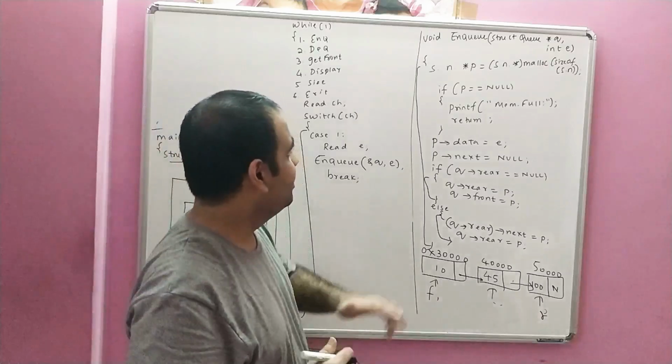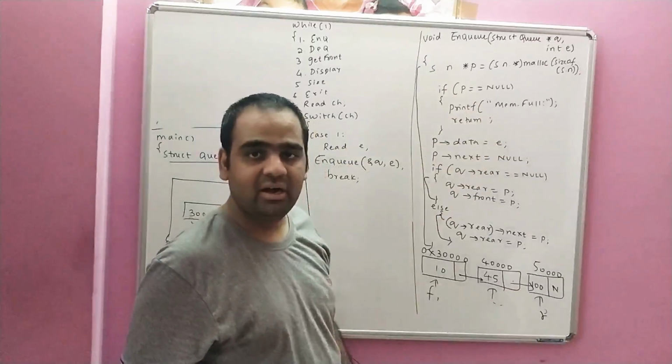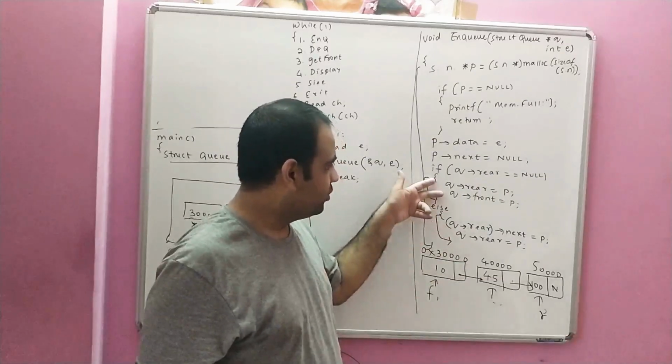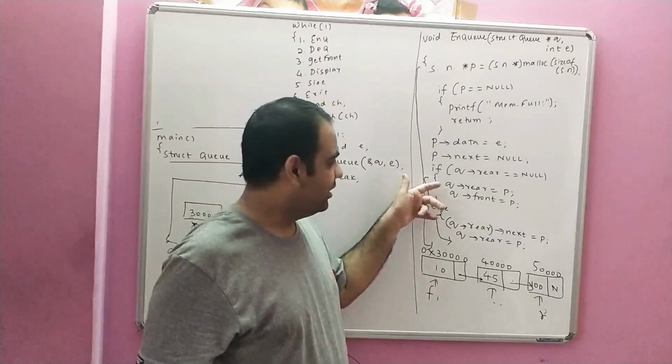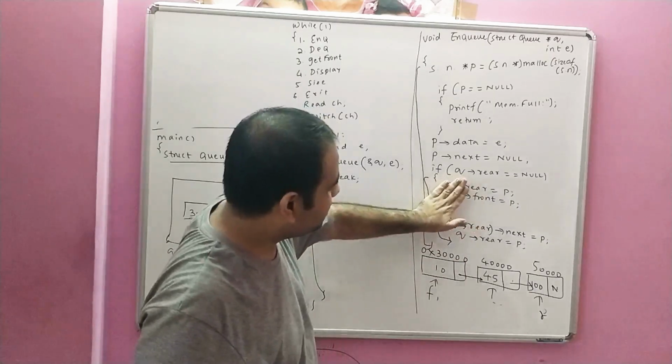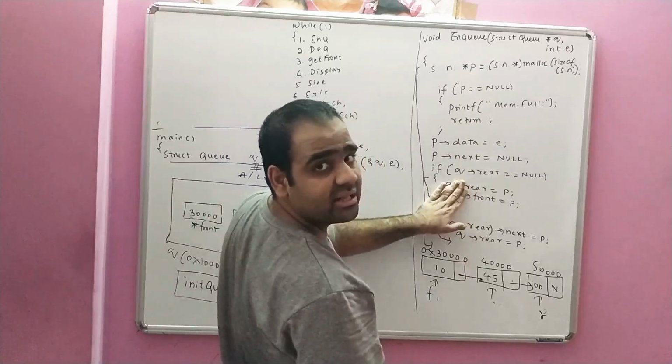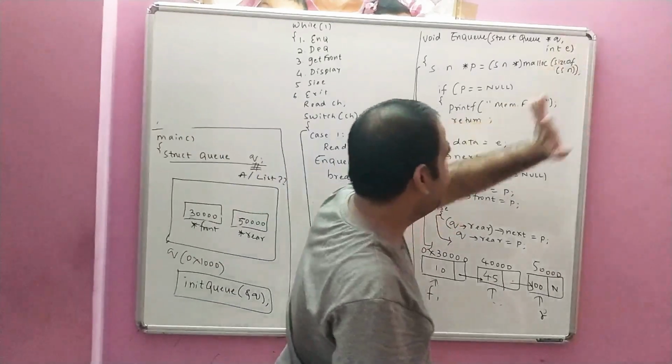How do we add it? We create the node, you add the data. If you are adding for the first time, the value of rear or the value of front will be null. Therefore, the node itself should be rear and front. Why do we say q arrow rear? Because if you just write rear or just write front, there is no variable called rear, neither is there a variable called front, but they are embedded in q.